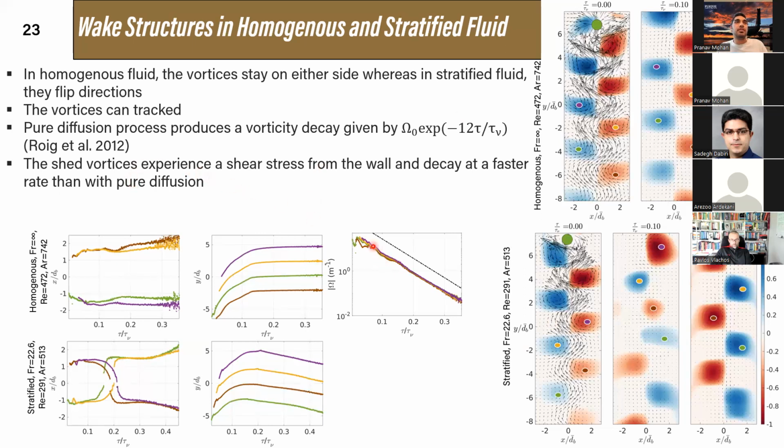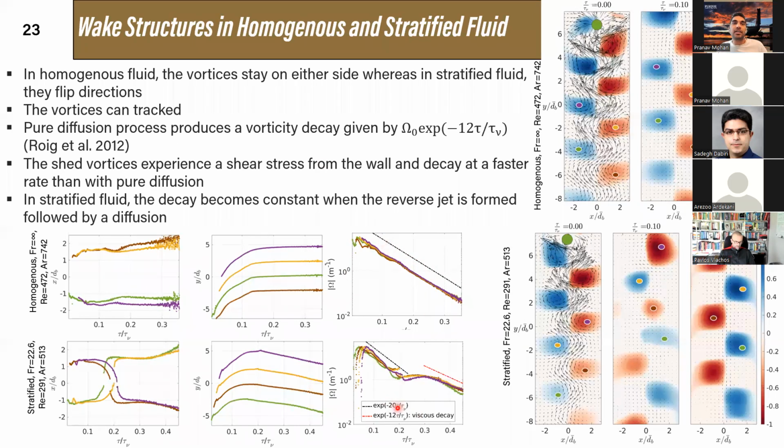For homogeneous fluid, when we plot vorticity versus time in this semi-log plot, we observe a linear decrease in vorticity. That means these vortices that are released attenuate exponentially, but it looks linear because of the semi-log plot. The slope here is actually minus 20, given in the legend over here. What this means is that there's an additional mechanism besides diffusion that attenuates the vortex, which is the shear stress that acts from the wall. That is why the decay of the vortices happens at a rate faster than what we expect purely through diffusion.